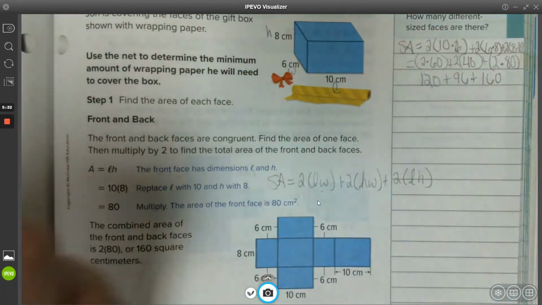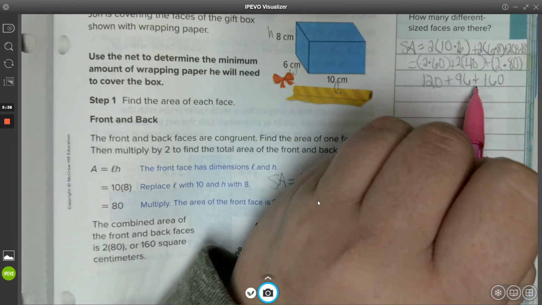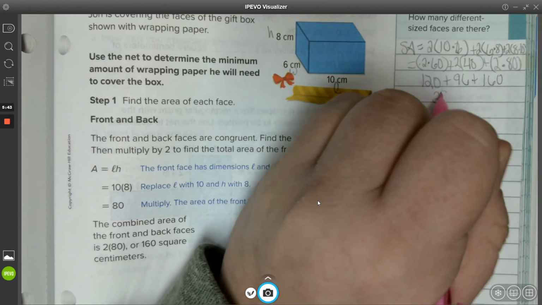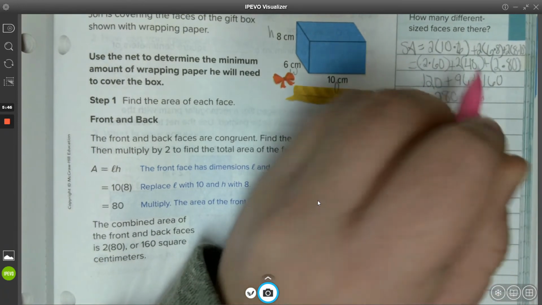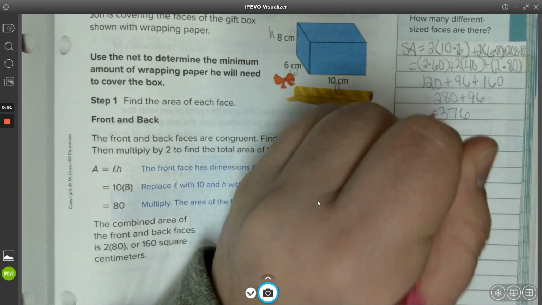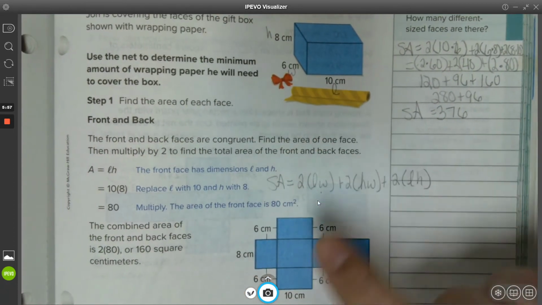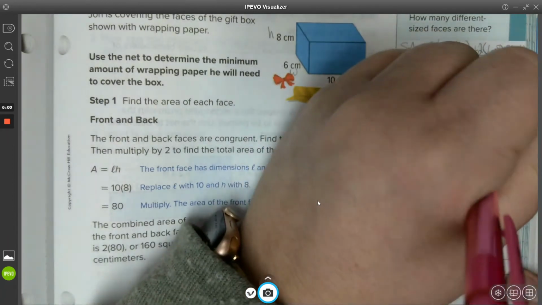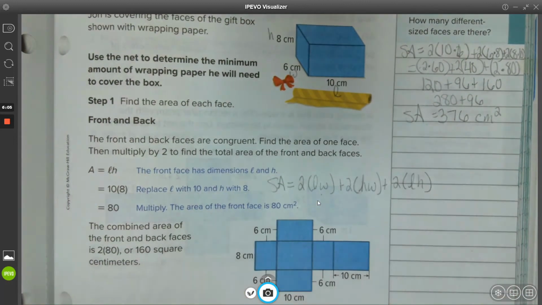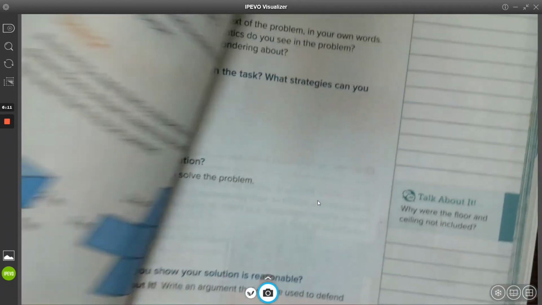Now add them all together. So we would do 160 plus 120 would give us 280, plus 96. So that would give us 376. So the surface area of this rectangular prism, this box here, would be 376 centimeters squared. Now, because this is just area and not volume, we are labeling in square units. So in this case, square centimeters.